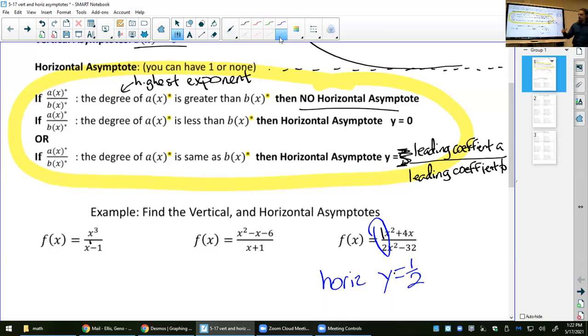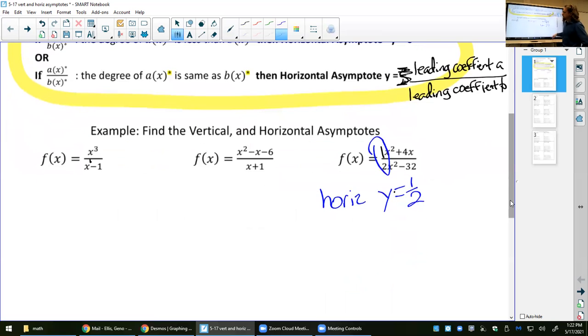All right, so let's try a couple. So x to the third over x minus 1. So we said for our vertical, I want to know what value will make our denominator equal 0. So x minus 1 equals 0, and then solve for x. So plus 1 to both sides.